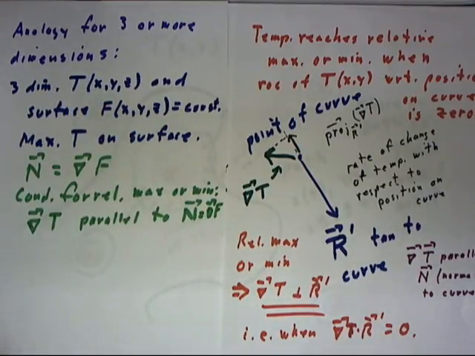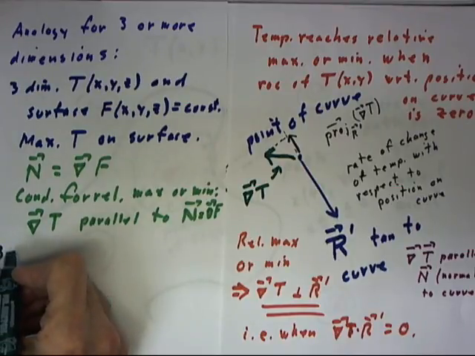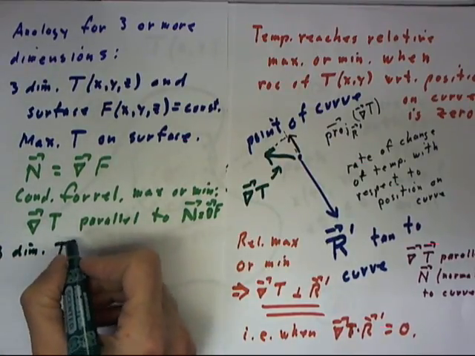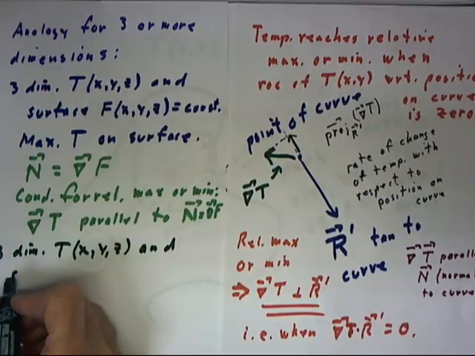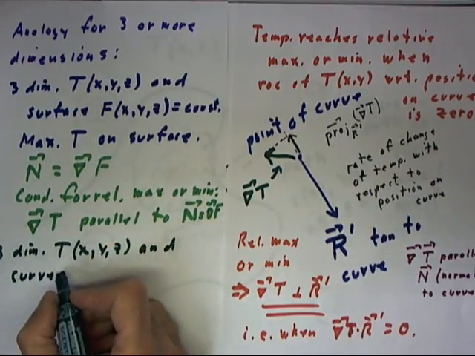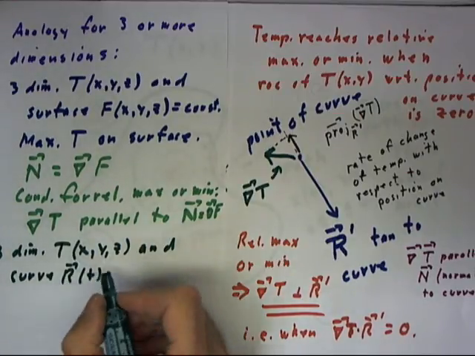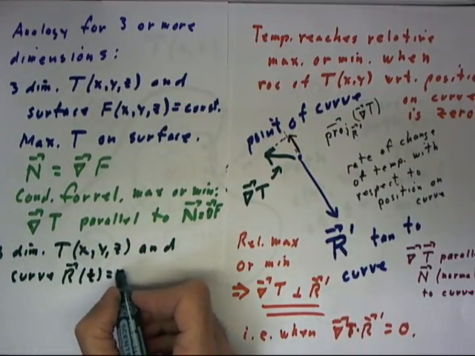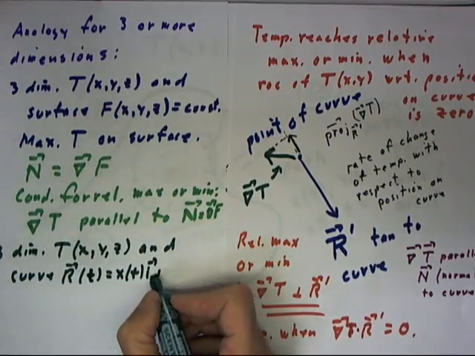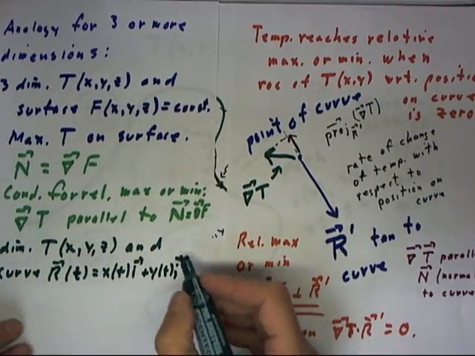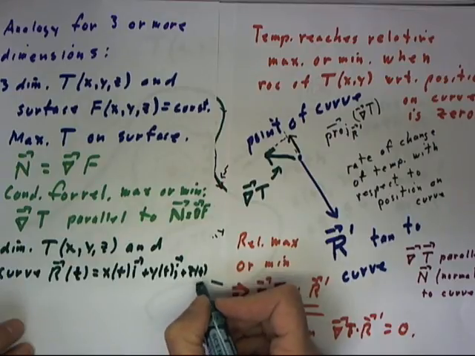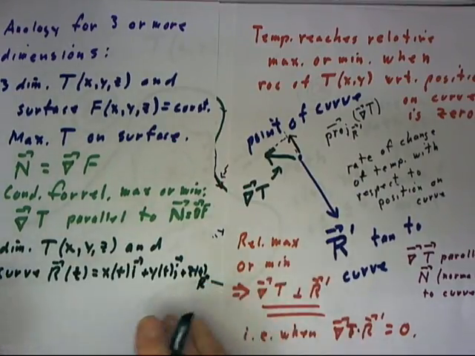Now, in 3 dimensions, it's of course possible to have just a curve instead of a surface. So if we have a 3-dimensional situation where we have t of x, y, z and a curve, which can be described by a position vector r of t equals x of t i plus y of t j, if I have room, I'm always running out of room, plus z of t k, have to slip that k in down here, but we should understand.